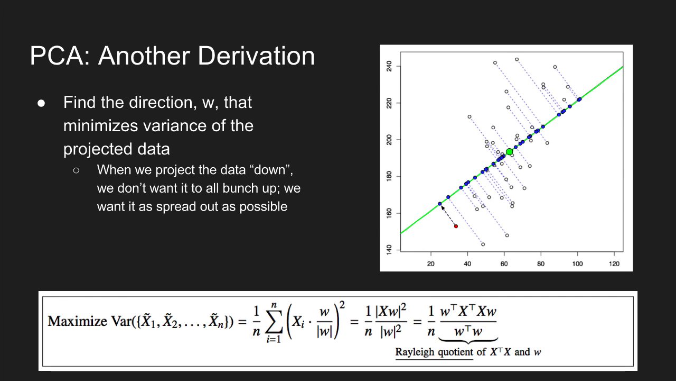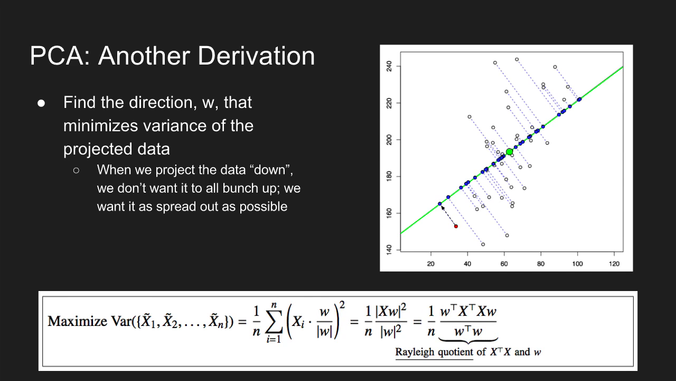When we project the data down onto our lower dimensional space, we don't want it to be all bunched up. We want it to be as spread out as possible. We want to retain as much of the variance in the data as possible. On this picture, I want those blue points to be as spread out as possible. If you like math, you can look at this formula: I'm trying to maximize that variance, and that equals this, which equals that, which equals this.